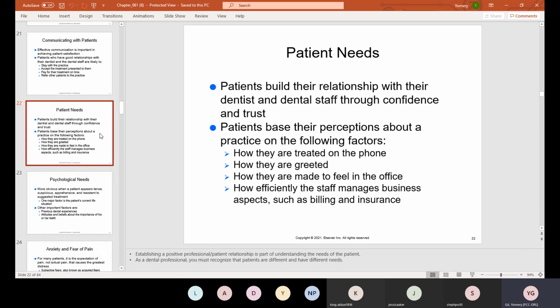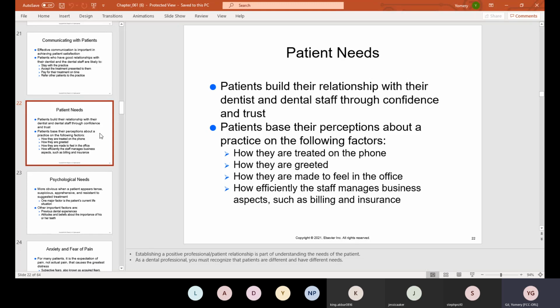Patient needs. Patients build their relationship with their dentist and dental staff through confidence and trust. Patients base their perceptions about a practice on the following factors: how they are treated on the phone. So even though the person can't see you, they can tell if you're having a good day or not, or if you have an attitude just by your voice. People can also tell if you're smiling when you're on the phone, even if they can't see your face.